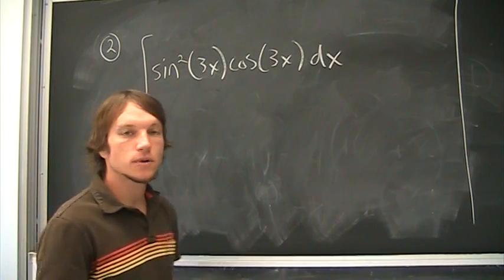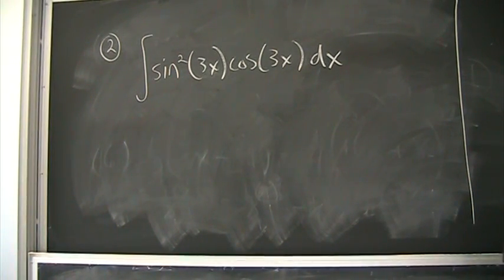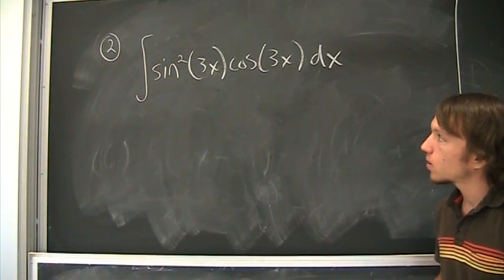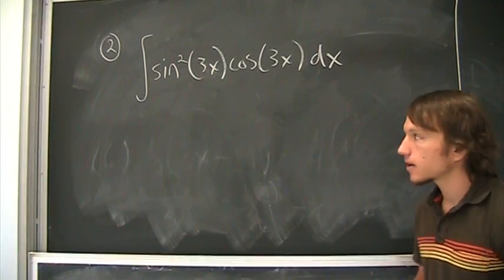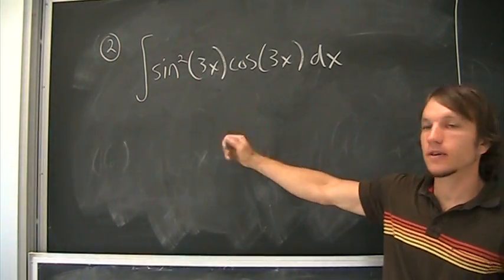Sine squared 3x times cosine 3x, the integral of that. How am I going to do that? The same way. I need to figure out what my input function is going to be. In this case, it's not quite as clear as the last example, at least I don't think it is. I have two input functions, really a composite of a composite.